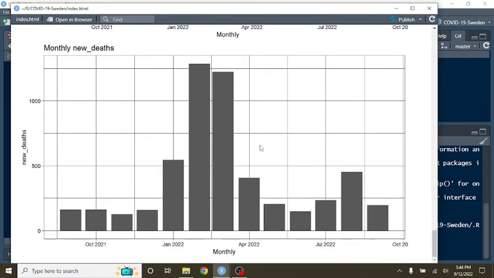What about deaths? Well, September deaths is going to be the lowest number of the previous 2 months. But still, this is 250 deaths for the month. So let's say Sweden's going to be at about 200 deaths for the month of September 2022 for COVID-19.